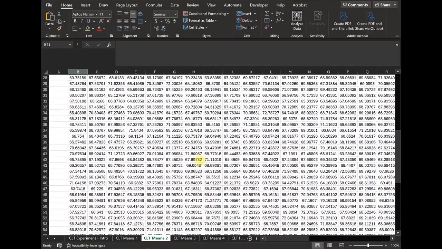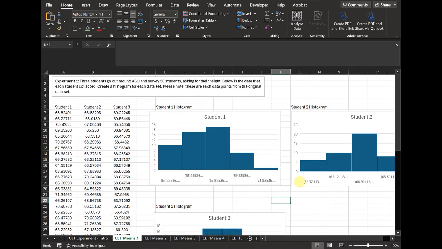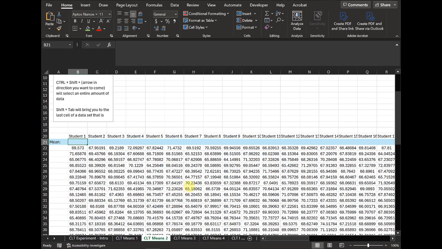I think it goes without saying that each student's going to have a slightly different data set, right? That's just like we saw here with 3 students. If you have 50 students, of course they're going to have slightly different data sets.